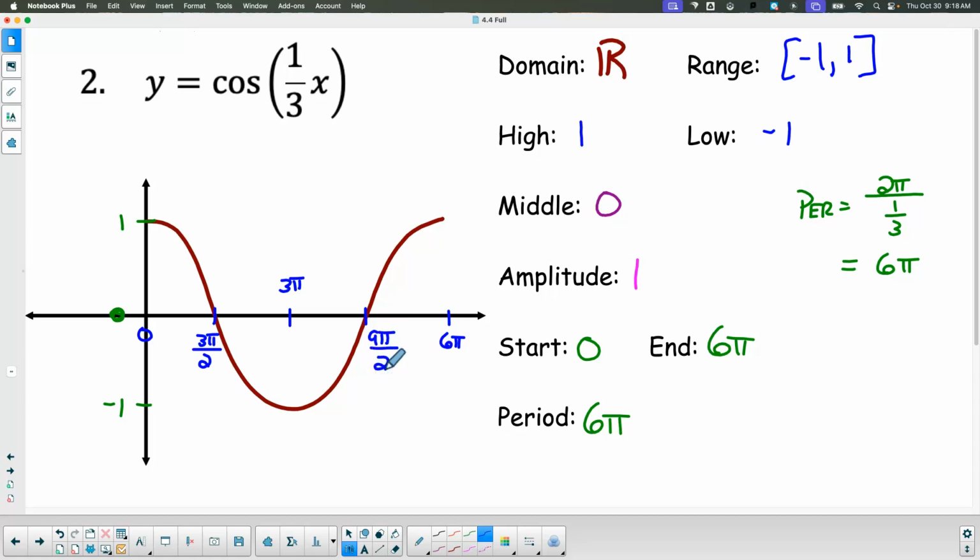Okay. Those middle 3 are all just averages. The middle is the average of the start and the end. Okay? The left middle is the average of the start and the middle. The right middle is the average of the middle and the end.